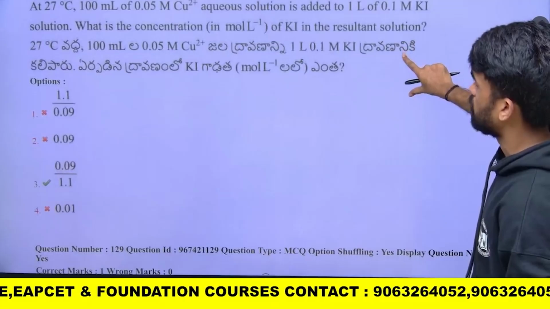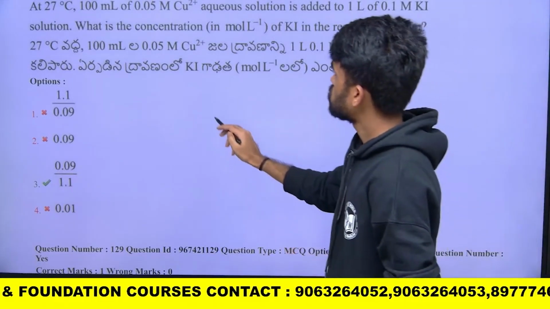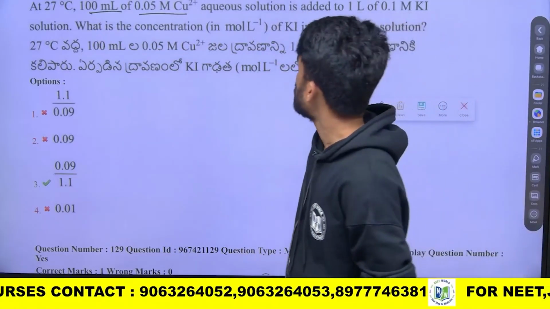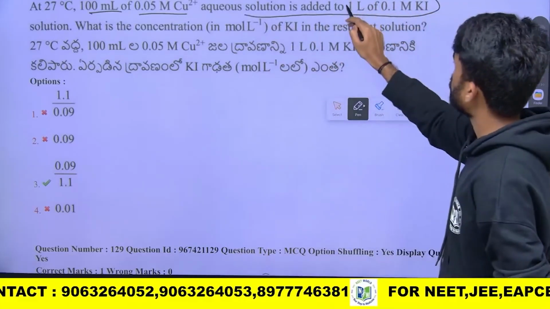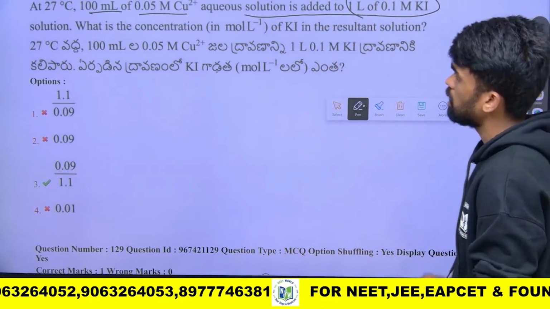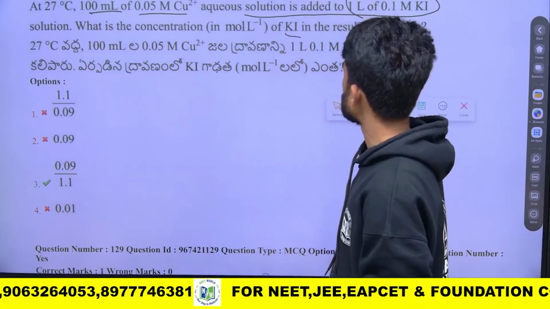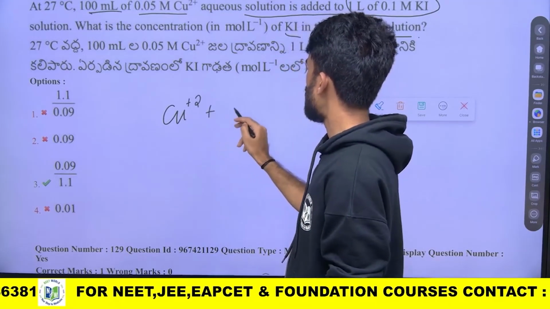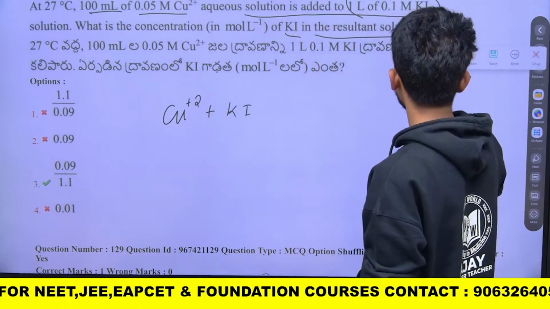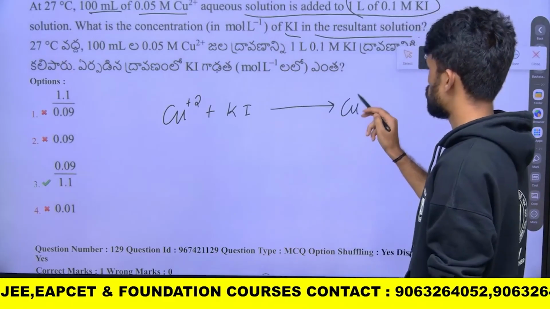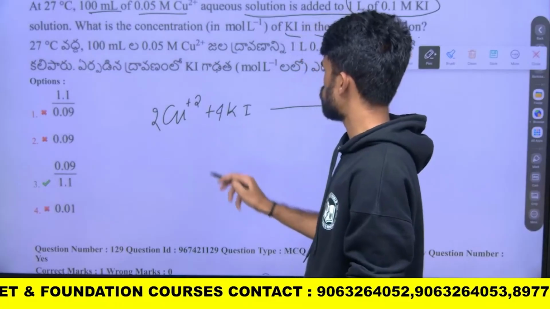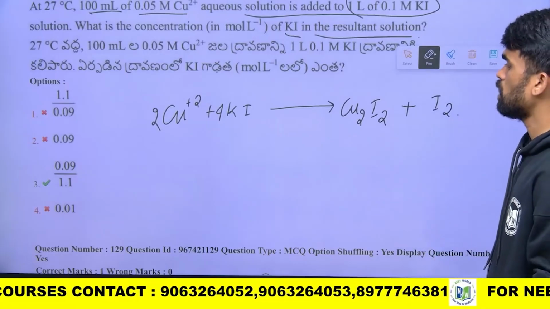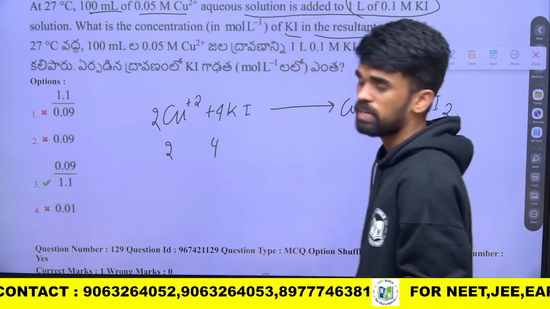Here again, temperature is mentioned. 100 ml of 0.05 molar Cu2+ ion is added to 1 liter of 0.1 molar KI. What is the concentration of KI in the resultant solution? So you just take Cu2+, to this we are adding KI. What can we get from here? We will be getting Cu2I2, and I2 is liberated. For every 2 moles of Cu2+ we require 4 moles of KI as per the equation here.